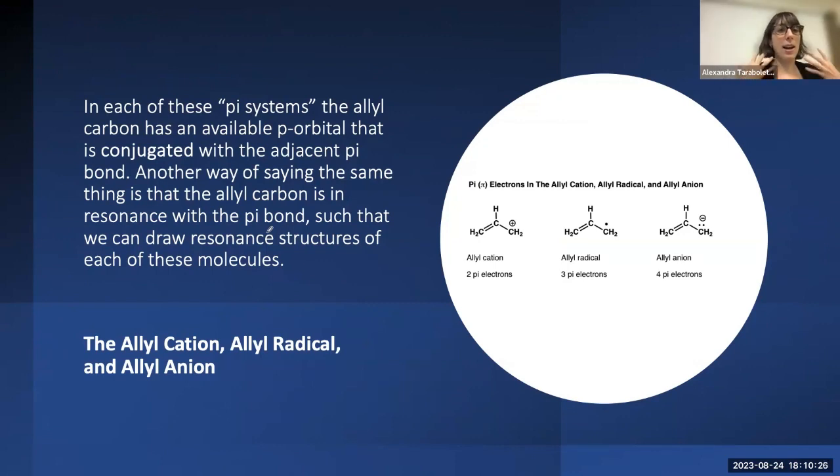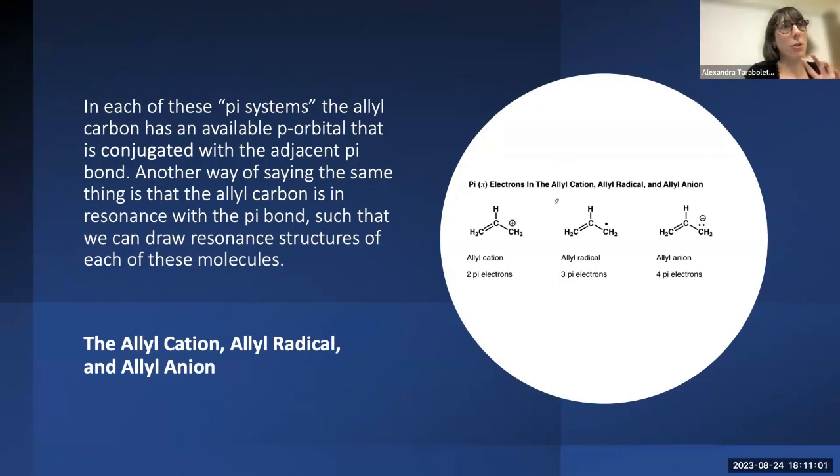So a pi system that has been extended is a scenario where the electrons that are in those pi bonds, normally what you would see in a double bond or a triple bond, exist in a neighboring carbon because of an addition or removal of electrons, altering its HOMO and LUMO system.